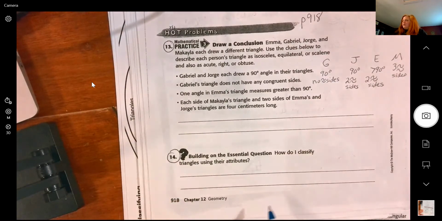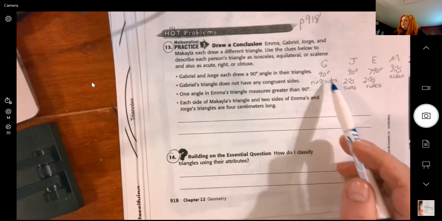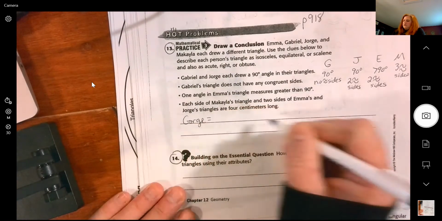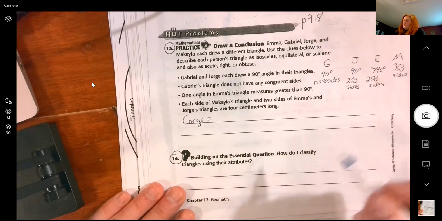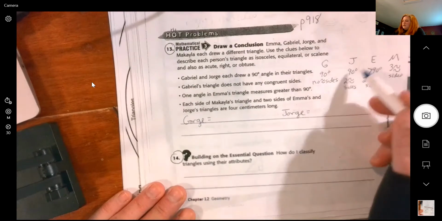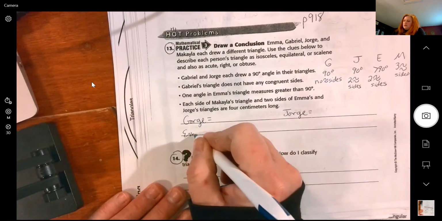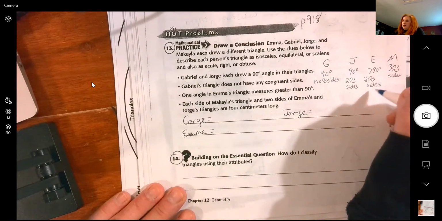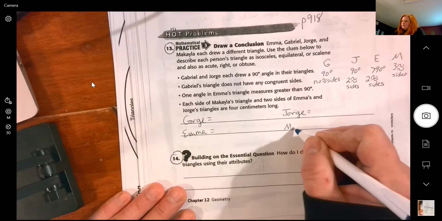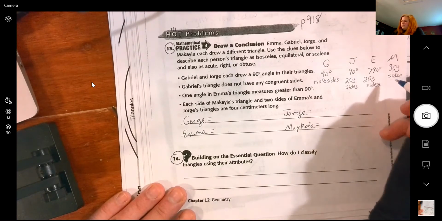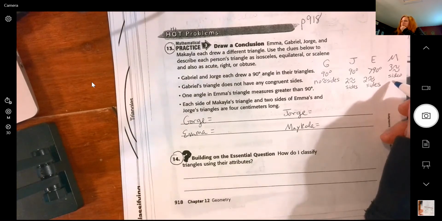All right, so how would I describe a triangle that has 90 degrees and no congruent sides? And how would I describe a triangle that is 90 degrees with 2 congruent sides? And how would I describe a triangle that is bigger than a 90-degree angle and 2 congruent sides? And all congruent sides equal. So that means if they're equal, the angles are equal too. So how much do those angles equal?